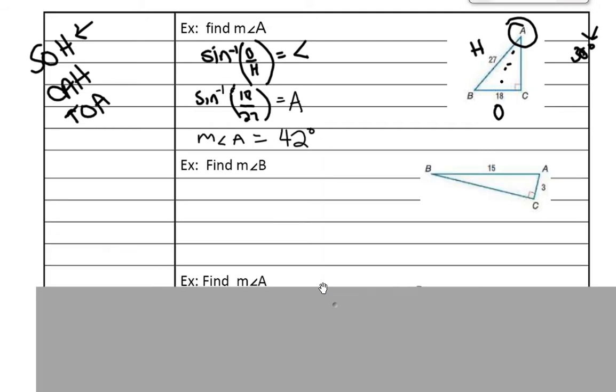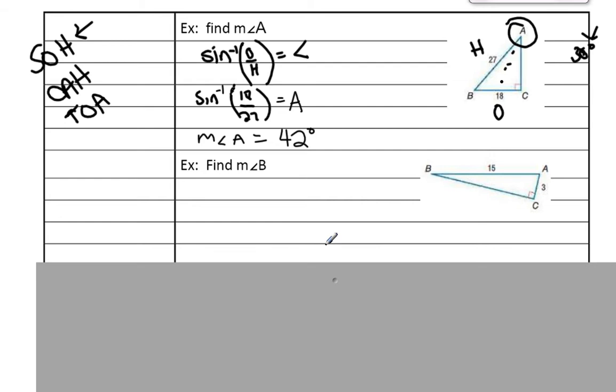So I would like for you to try the next example. Find the measure of angle B. So again, circle the angle, label the sides as they relate to angle B, and then set up your inverse trig function because angle B is a missing angle. So pause the video and see if you get the same answer as me. Okay, and you should get that the measure of angle B is 11.5 degrees or 12 degrees. Either answer is acceptable. If you did not get this answer, please raise your hand and one of us will come over and help you.